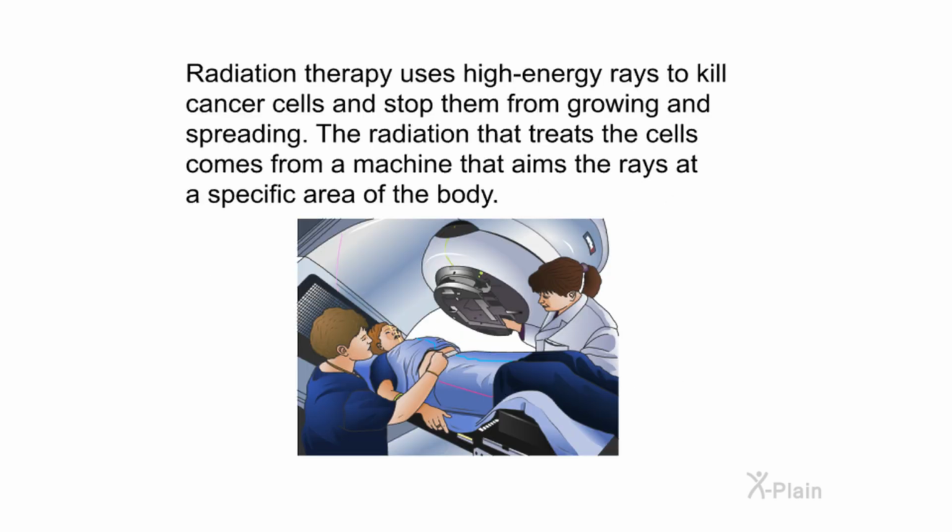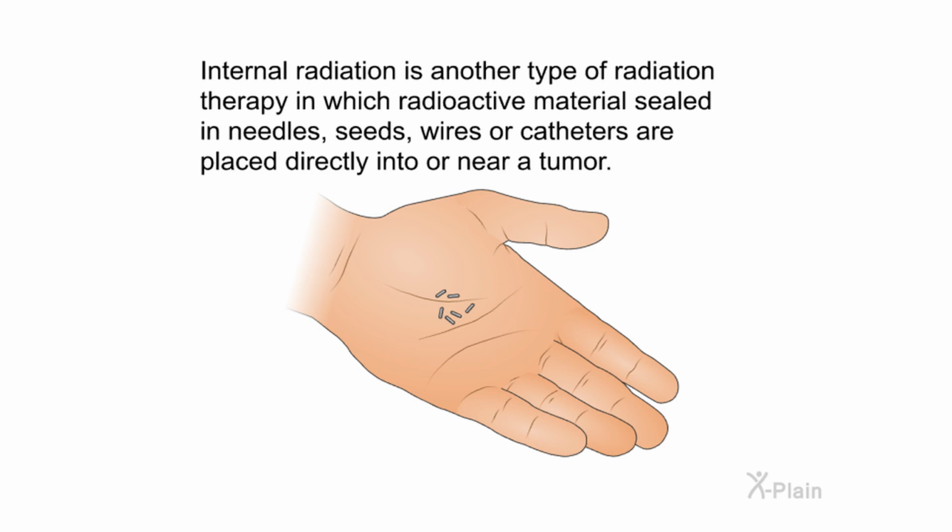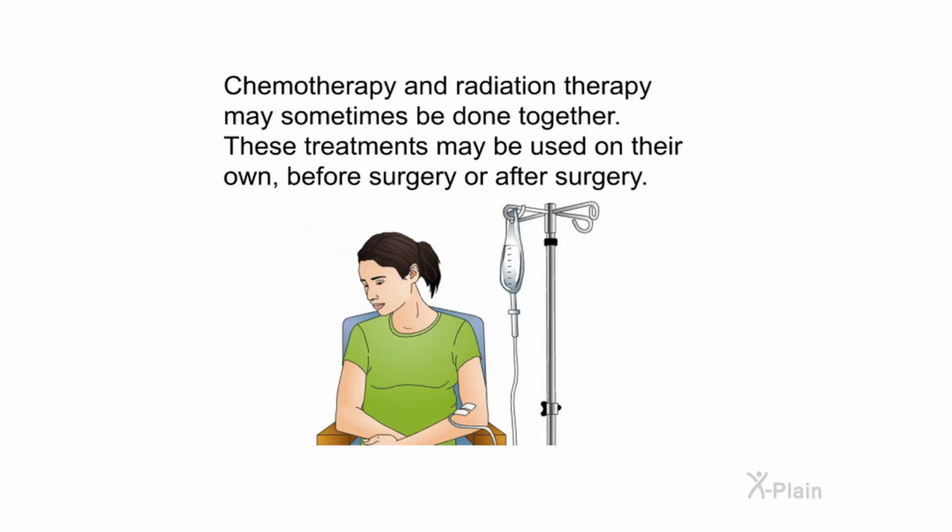Radiation therapy uses high-energy rays to kill cancer cells and stop them from growing and spreading. The radiation that treats the cells comes from a machine that aims the rays at a specific area of the body. Internal radiation is another type of radiation therapy in which radioactive material sealed in needles, seeds, wires, or catheters is placed directly into or near a tumor. Chemotherapy and radiation therapy may sometimes be done together. These treatments may be used on their own before surgery or after surgery.